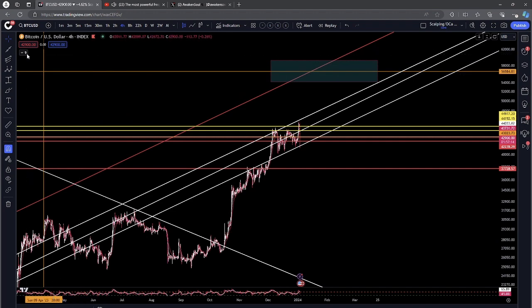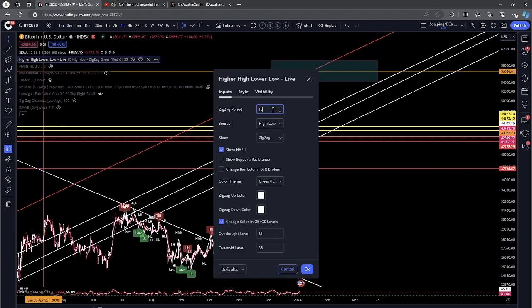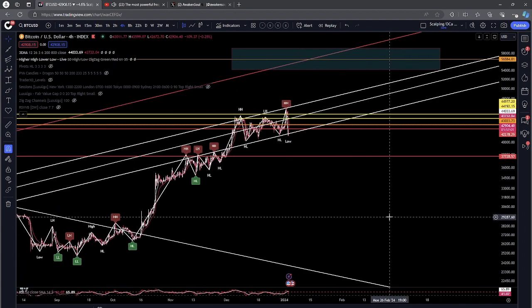So at this point, I'm going to turn on my higher highs, lower lows again. Play around with them depending on what you see. I like the 30 a lot, 15, 5. Whatever works for you. Nothing's set in stone.